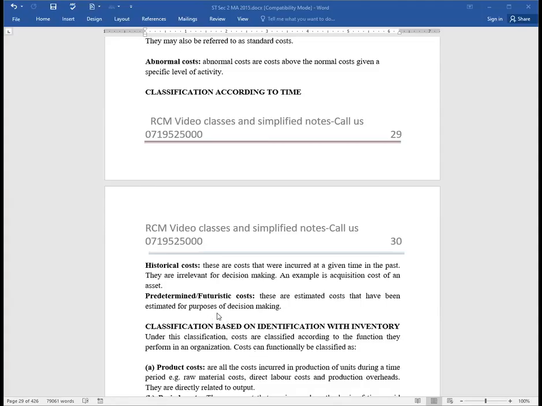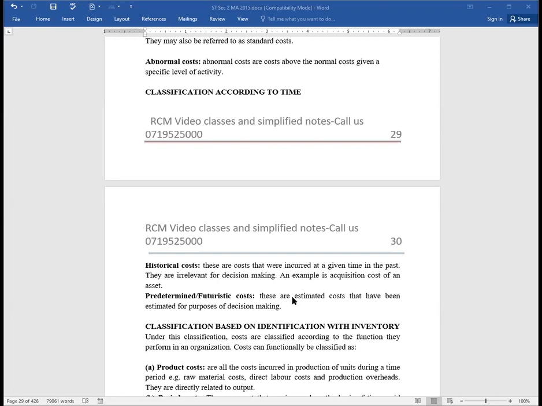The second class here is the futuristic, future or predetermined cost. These are estimated costs that have been estimated for purposes of decision making, costs that have not yet been incurred, which for purposes of creating a platform of effective decision-making process, we are trying to estimate them. So that is very, very important for you to understand.